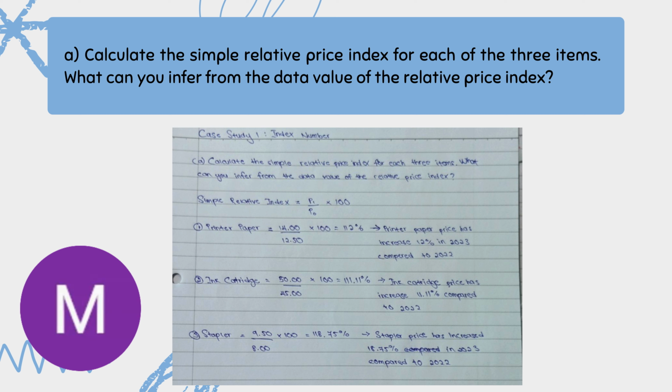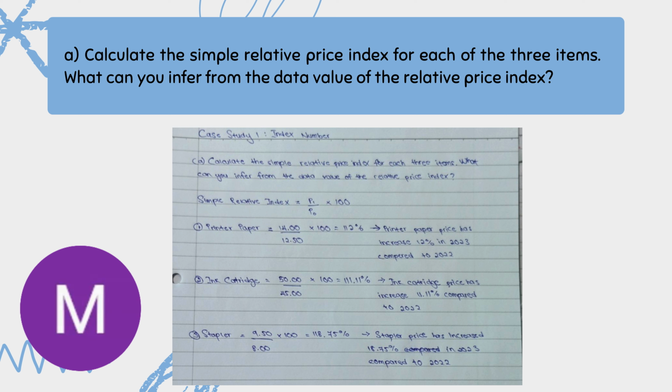The first question: calculate the simple relative price index for each of the three items. What can you infer from the data value of the relative price index? First we need to know what the simple relative index formula is. It's PT over P0 times 100, where PT is the price for the present year and P0 is the price for the base year. In this context, the present year is 2023 and the base year is 2022.